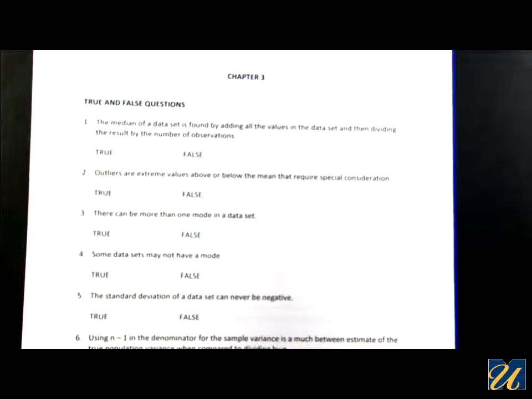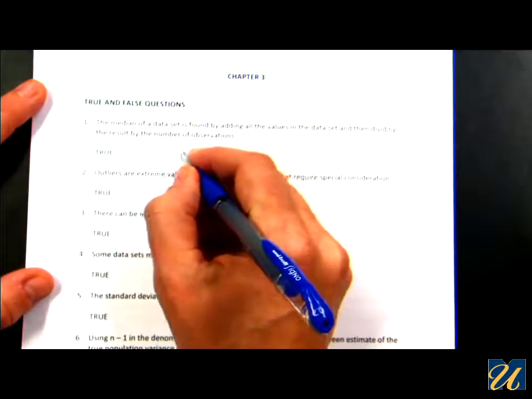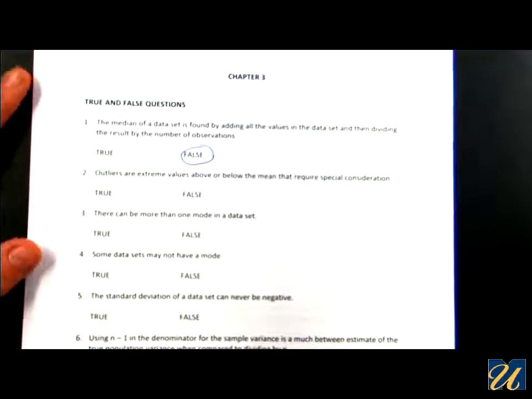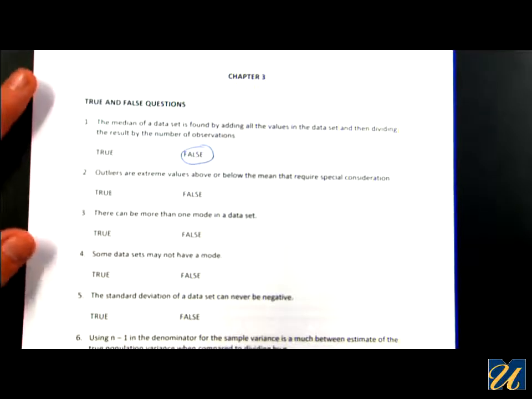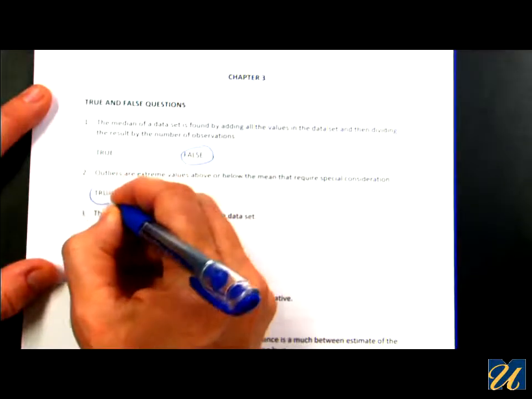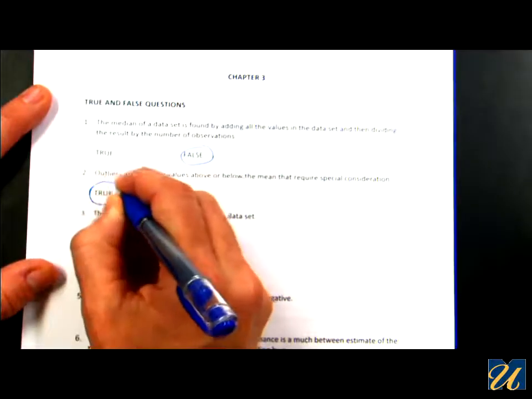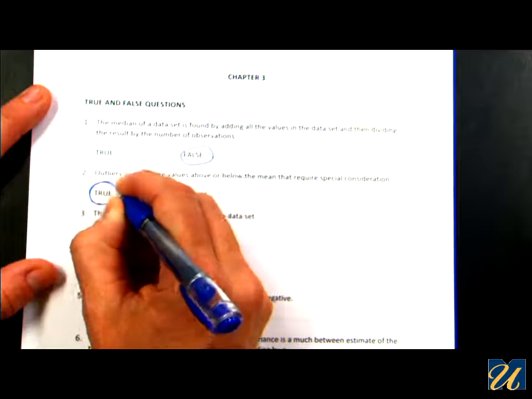Let's take a look at the examples for chapter 3, starting with true and false questions. The median of a data set is found by adding all the values in the data set and then dividing the results by the number of observations. This is false. Outliers are extreme values above or below the mean that require special consideration. This is true. You always have to know if there are outliers in your data set.